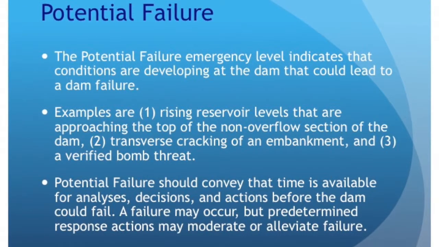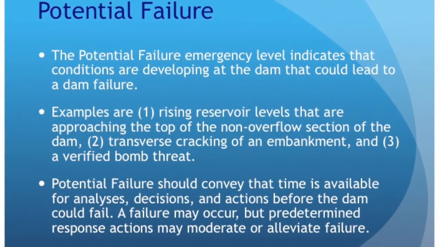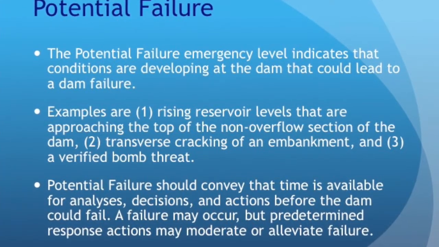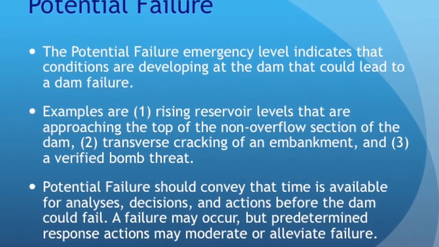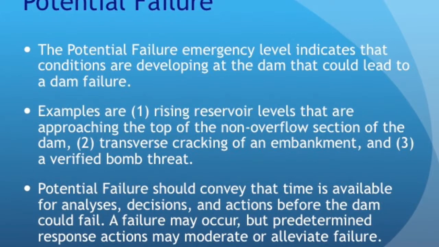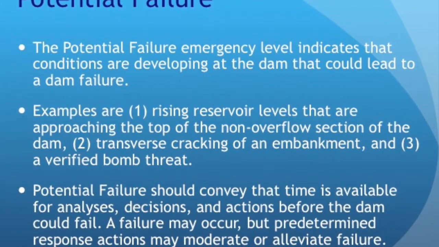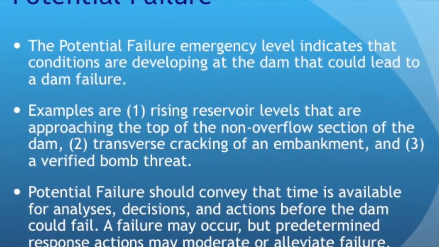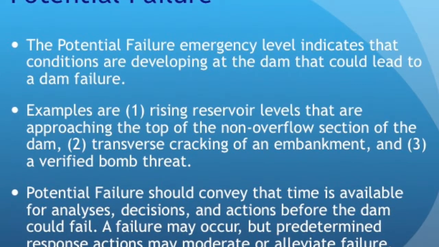Potential failure. The potential failure emergency level indicates that conditions are developing at the dam that could lead to a dam failure. Examples are: 1. Rising reservoir levels that are approaching the top of the non-overflow section of the dam, 2. Transverse cracking of an embankment, and 3. A verified bomb threat. Potential failure should convey that time is available for analysis, decisions, and actions before the dam could fail. A failure may occur, but predetermined response actions may moderate or alleviate failure.